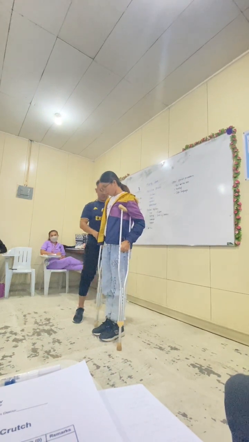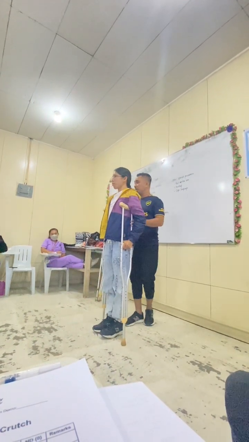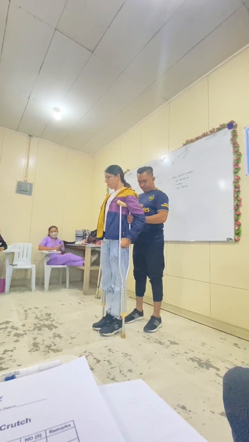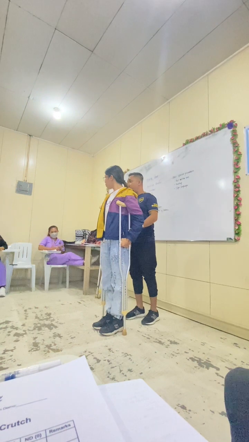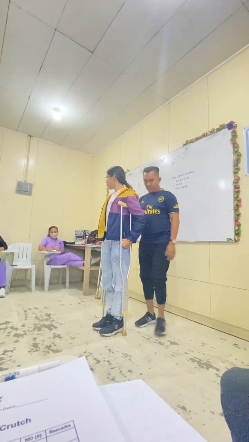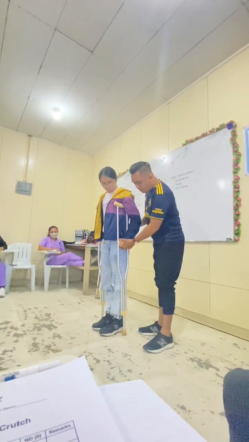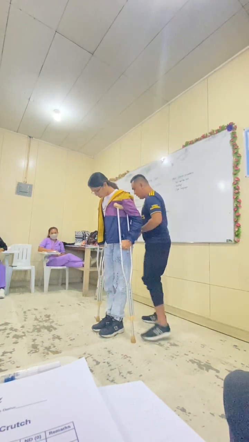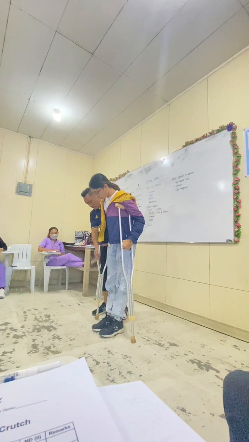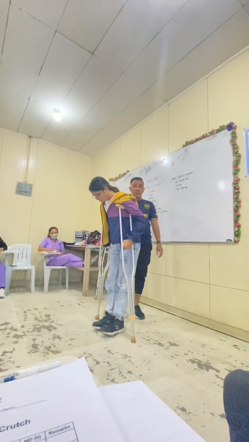Okay. What's next? Put the end of the crutch 12 centimeters, or how many inches? 5 to 8 inches away from the side of your patient. So 5 to 8 inches is here, so that the patient can balance.